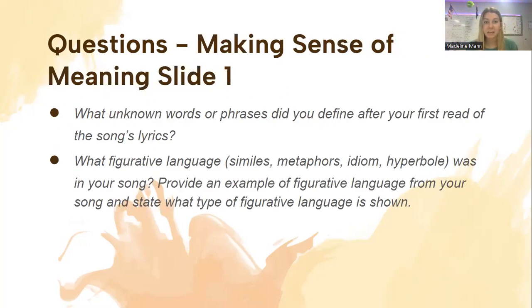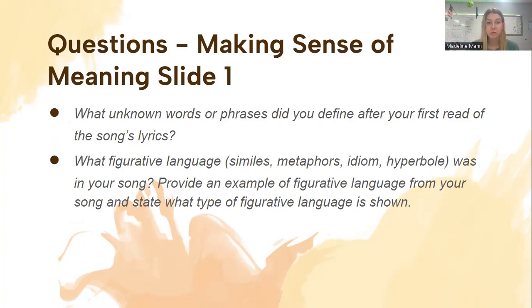Making sense of meanings. This is the first making sense of meaning slide, not the second one. So the first one: what unknown words or phrases did you need to define after your first read of the song's lyrics? Even if you knew every single one of them, guys, please just define some type of complicated vocab word. That way your classmates can keep up with you.